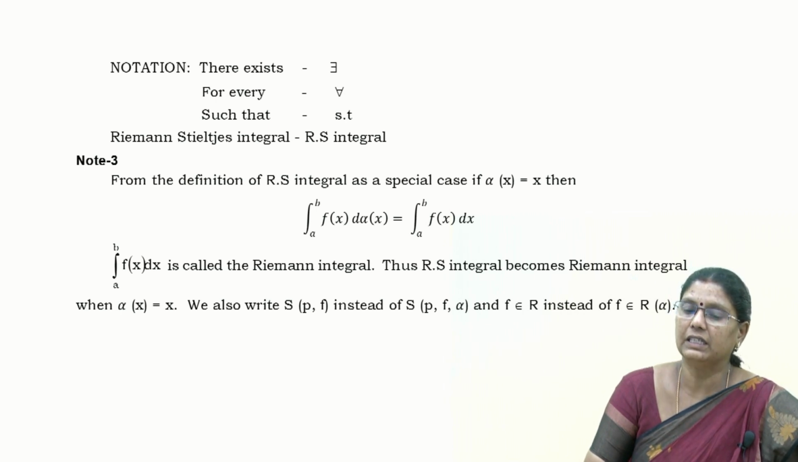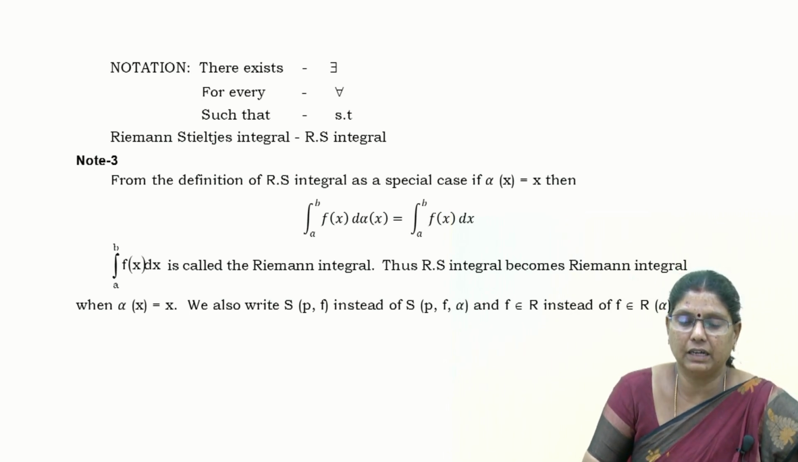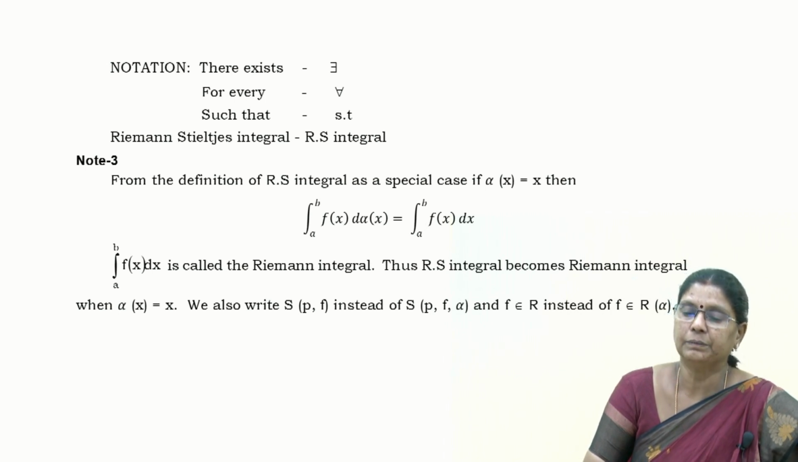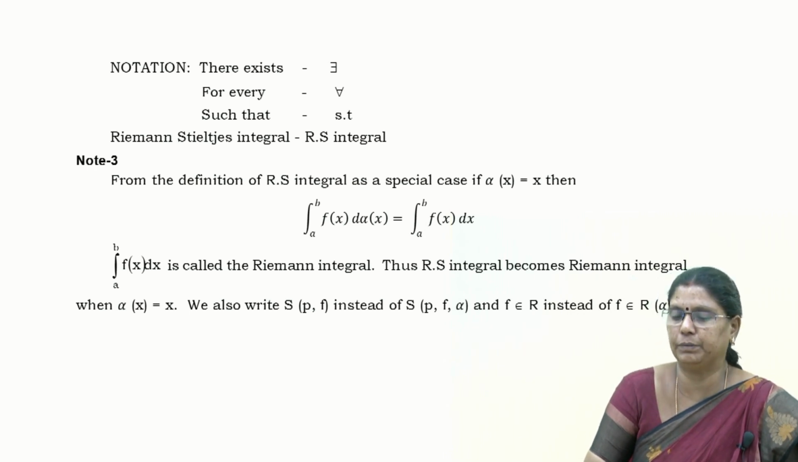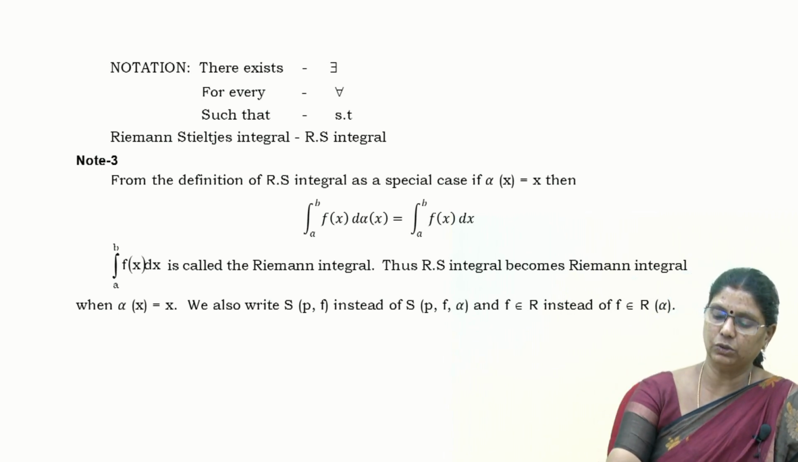From the definition of the Riemann-Stieltjes integral, as a special case, if alpha(x) is equal to x, then we write the integral from a to b of f(x) d alpha(x) as the integral from a to b of f(x) dx. Here the integral from a to b of f(x) dx is called the Riemann integral. Thus, the Riemann-Stieltjes integral becomes a Riemann integral whenever alpha(x) is equal to x. We also write S_P(f) instead of S_P(f, alpha) and f belongs to R instead of f belongs to R(alpha).